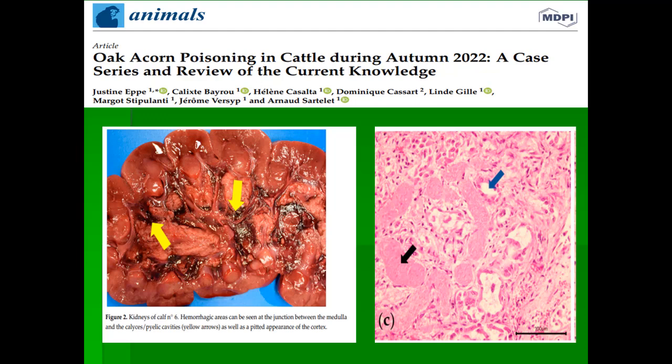And on microscopic examination, there was multifocal tubular necrosis with granular cylinders. The black arrow is showing that lesion, and a healthy tubule is shown with the blue arrow. So you can tell that the tubular epithelium is no longer visible at all, and the lumens are completely obstructed by that necrotic material.